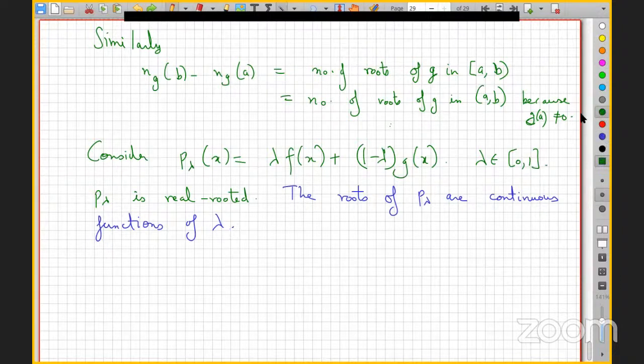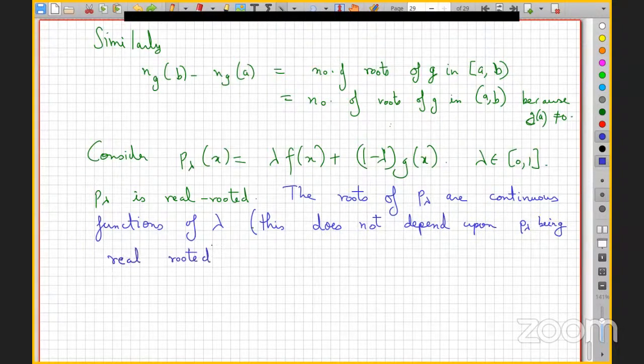So basically, you are taking a continuous path from F to G, right? Yes. And each root of F is approaching each root of G as lambda goes from 1 to 0, right? Yeah, but we don't even need that level of detail. Now we are more or less done, because we know that neither F nor G has a root at A or at B. Can any P lambda have a root at A or B?